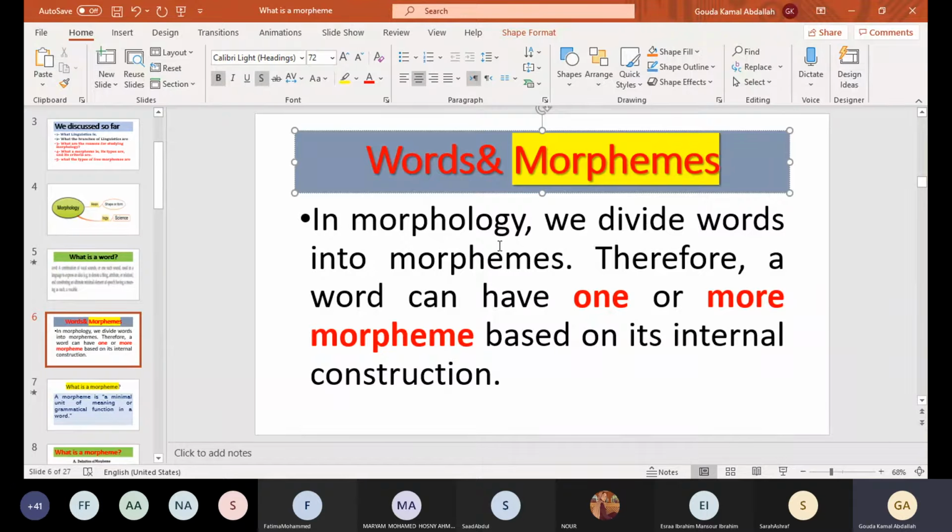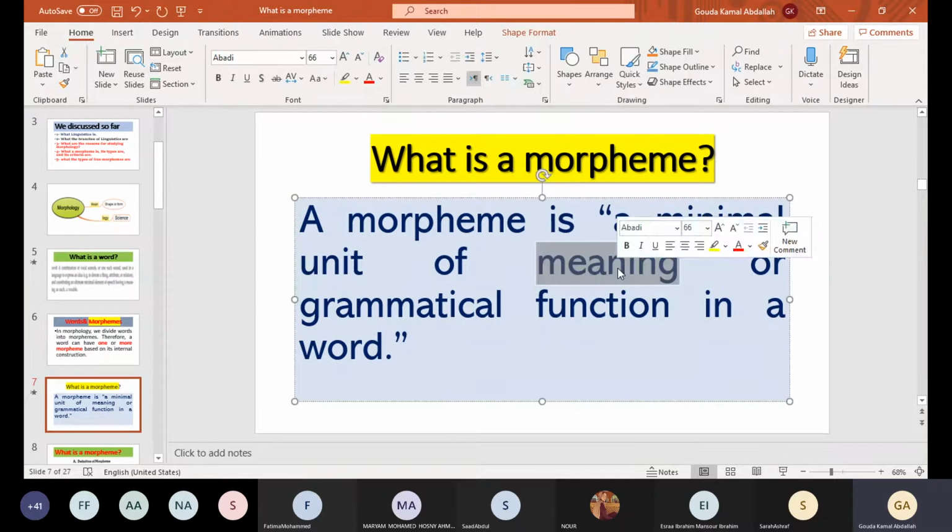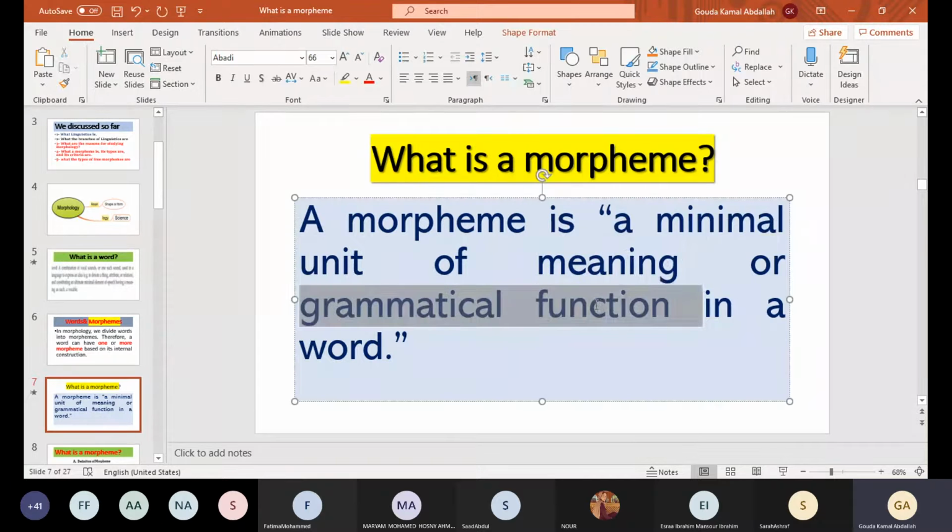But we need to know what a morpheme is, a definition for a morpheme. A very simple definition of a morpheme is this one. A morpheme is a minimal unit of meaning or a grammatical function in a word.